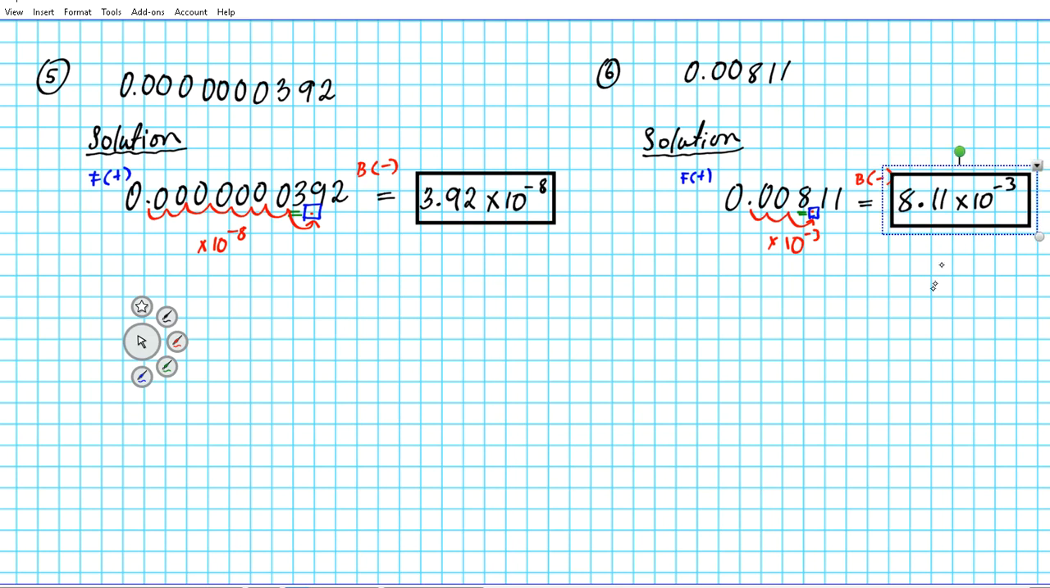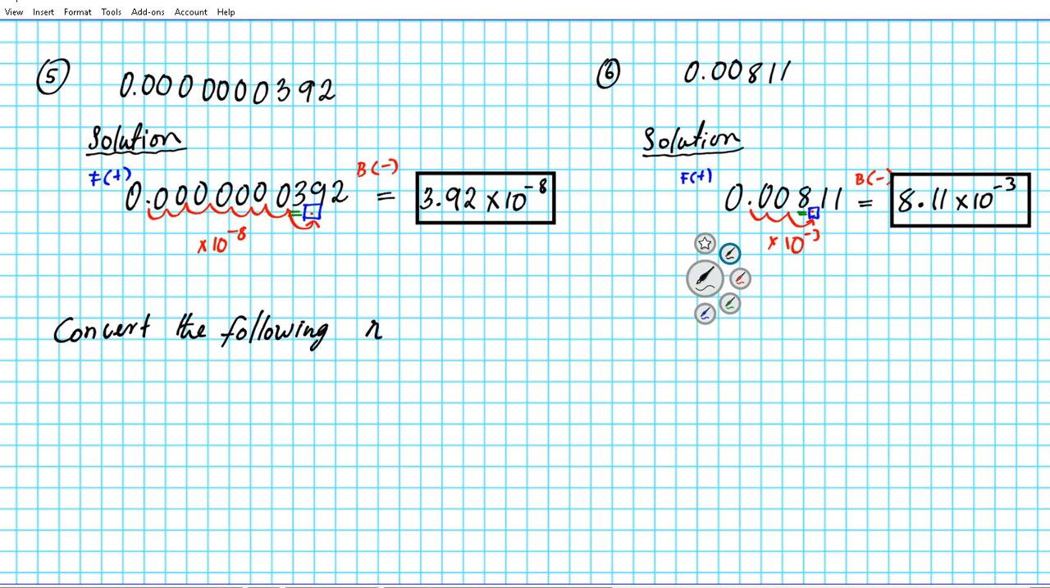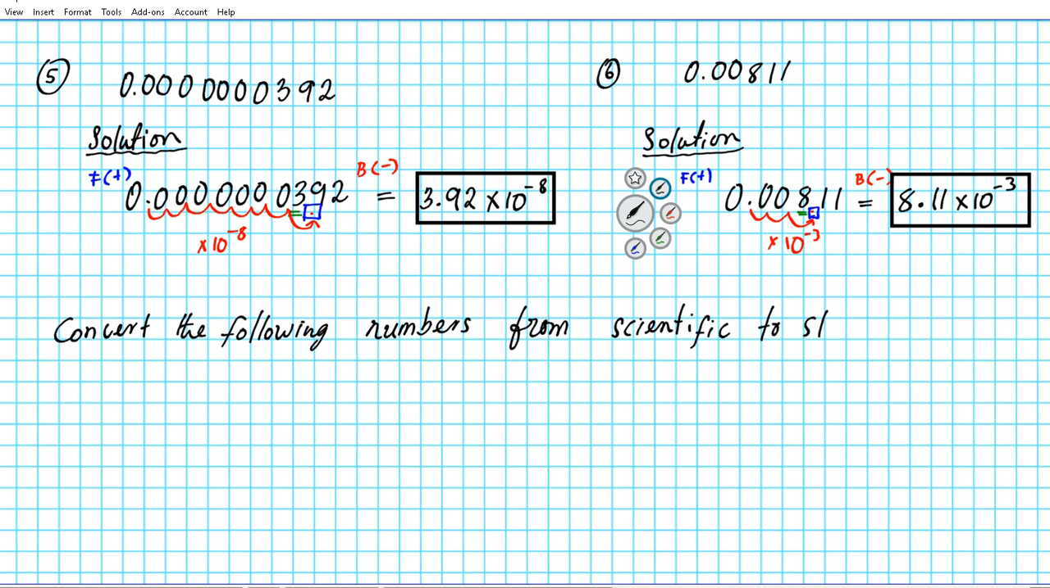Okay, so far we've been going over how to go from standard notation to scientific notation. Now, how do we do the reverse? Alright, 7 to 12 will help us with that. So the task now is to convert the following numbers from scientific to standard notation.